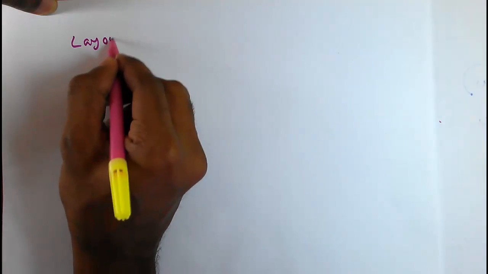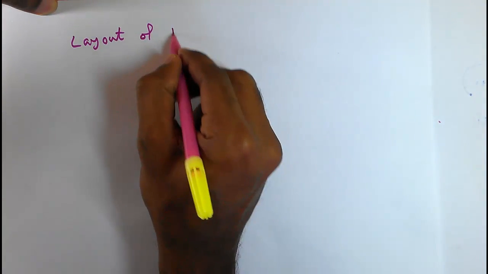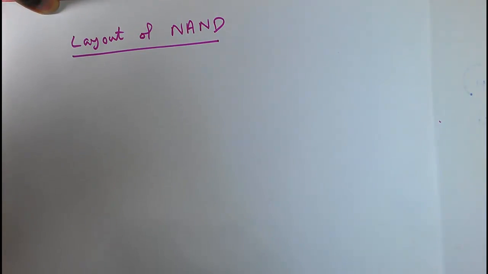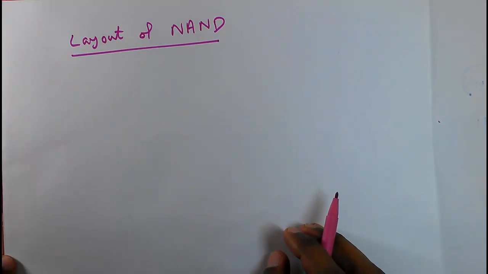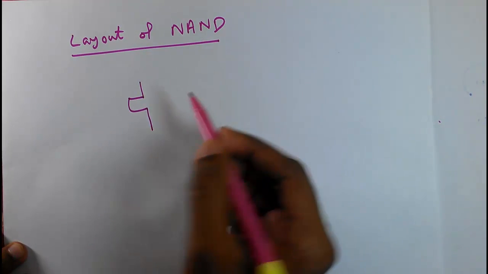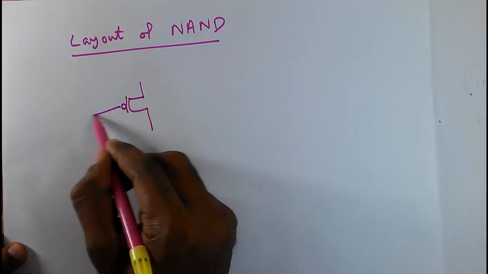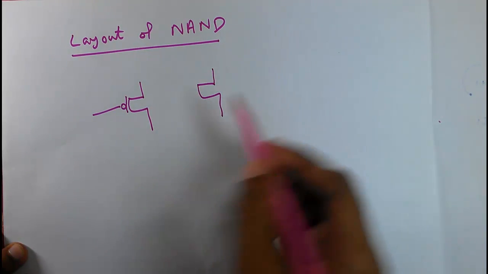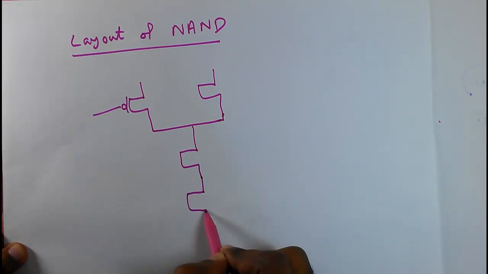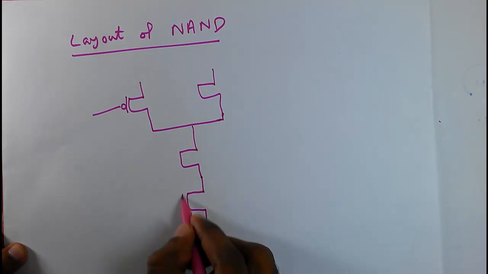Let's do the layout of a NAND gate. We all know the NAND gate circuit is very simple. We have two PMOSes and two NMOSes. This is ground.